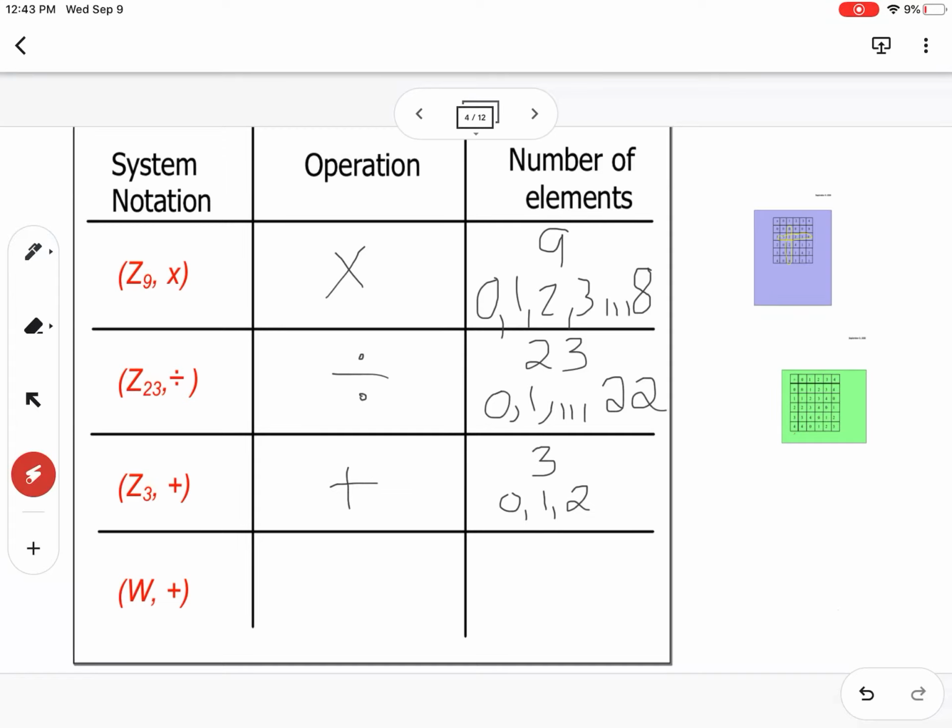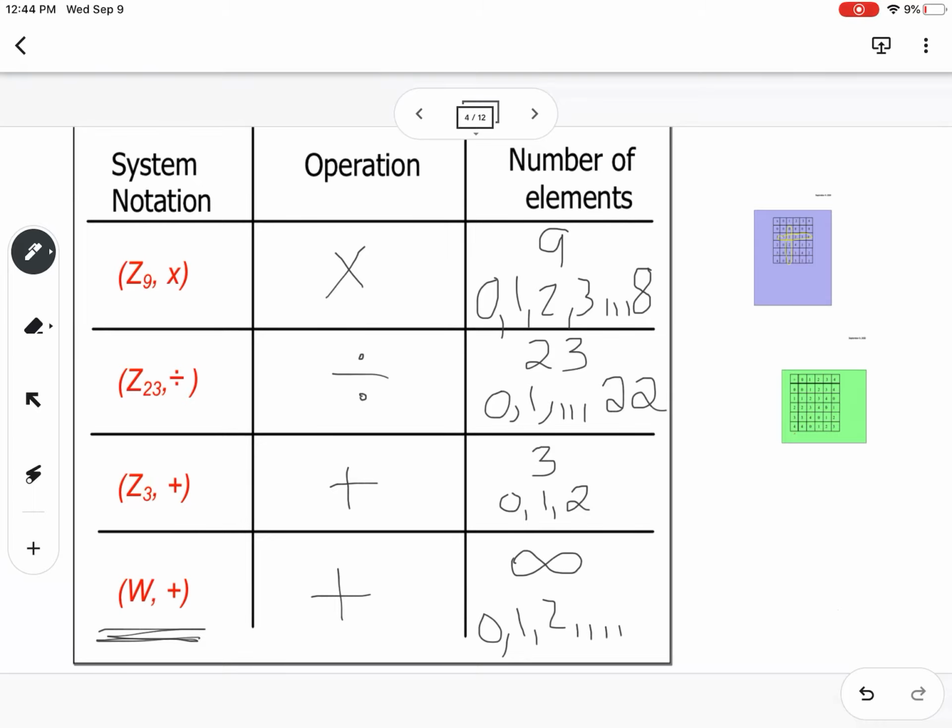So make a note that when you look at this number, that is the total number of elements, but you don't ever actually have that number in your system. So notice Z3 does not have 3 in the system, because 3 is the same thing as 0. Now, this would mean whole number addition. How many elements? Well, I have an infinite number of elements. It would be 0, 1, 2, and so on.